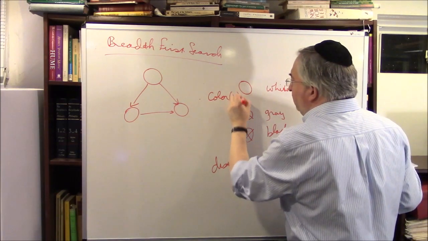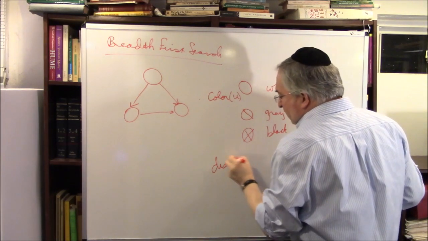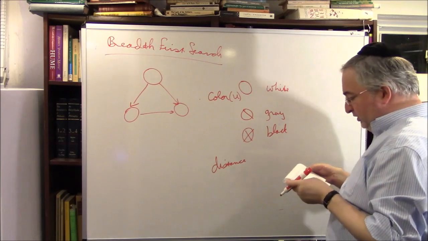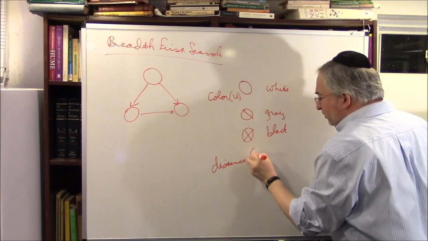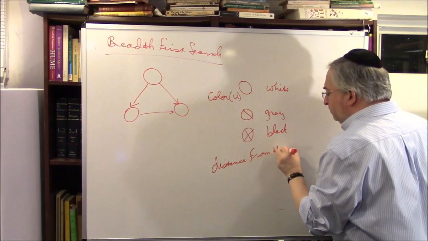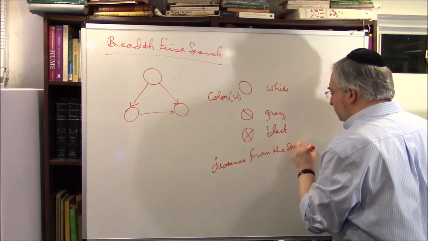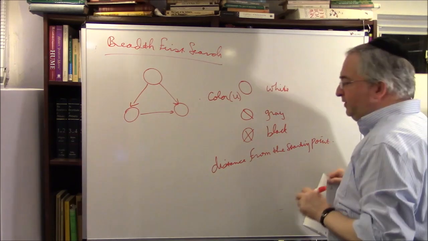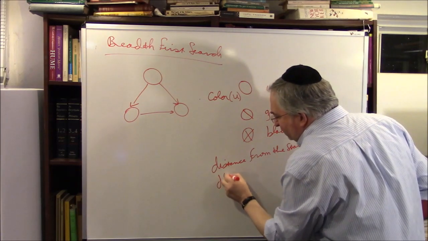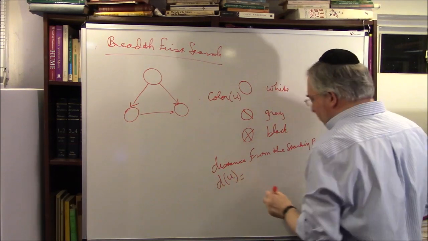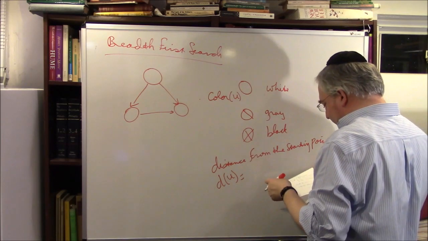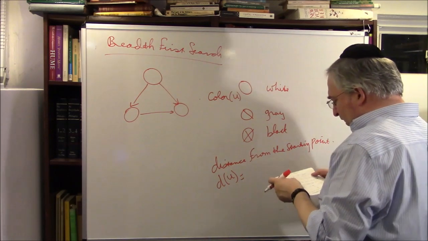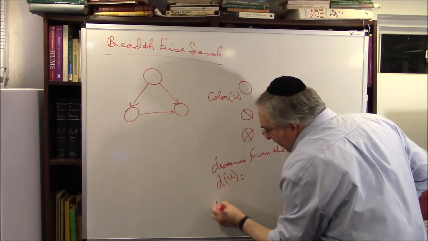So this is color of u, where u is a node. Distance, this is the distance from the starting point. So we write it as follows: d of u is equal to some number. And finally, the parent.